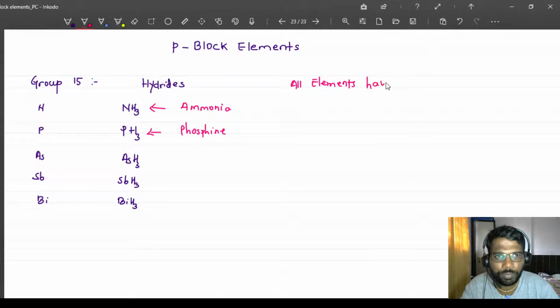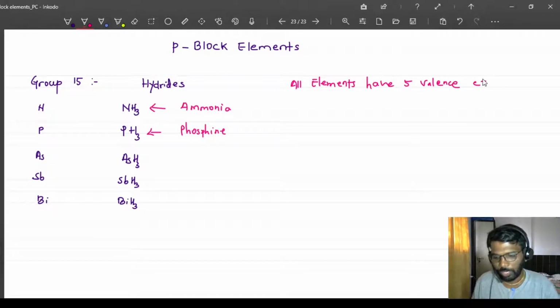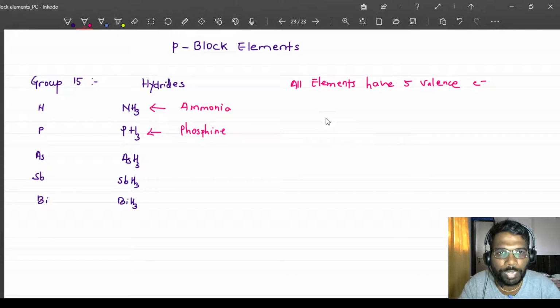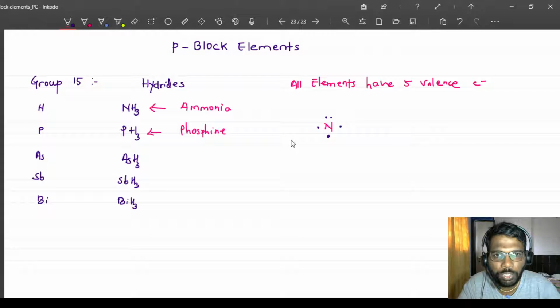All elements have five valence electrons. That is the thing. Now they just require three electrons. If you see the structure of nitrogen, nitrogen has five valence electrons, meaning one, two, and three, and these are the two lone pair. Now to complete its octet, it requires three more. So from where will it take them?